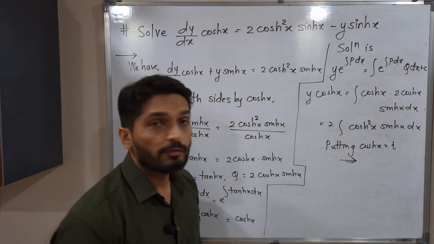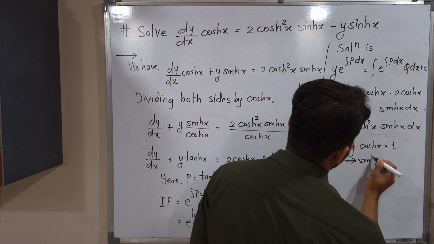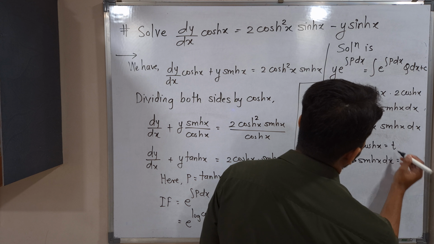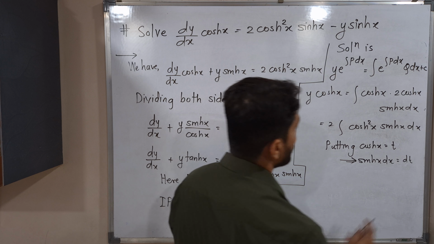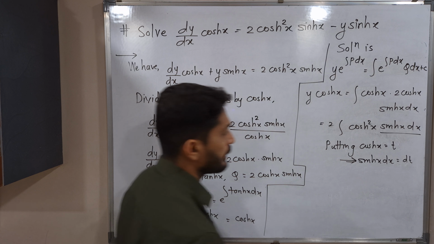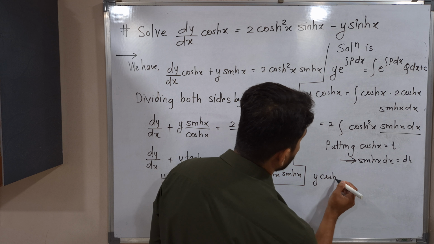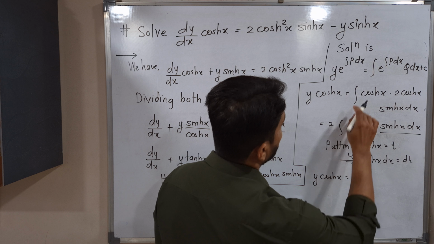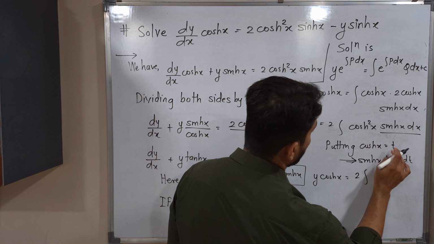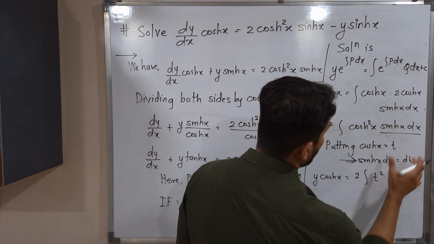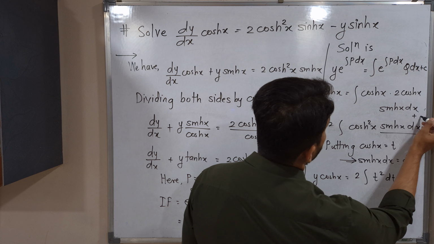When you put anything, our first task is to find the derivative. What is the derivative of hyperbolic cos x? It is hyperbolic sin x dx. Derivative of t is 1, so it is dt. So hyperbolic sin x dx will be replaced by this dt only. So let us solve. y hyperbolic cos x, I'm putting in right hand side only, not in left hand side. 2 integration, it is t square, both of them will be replaced by dt, plus c. I am supposed to write plus c everywhere.